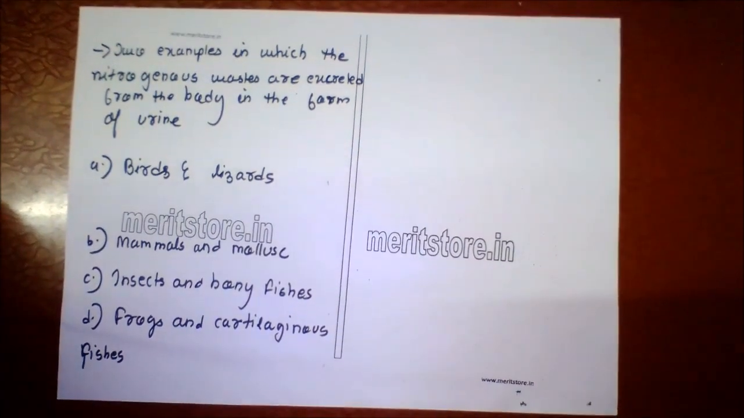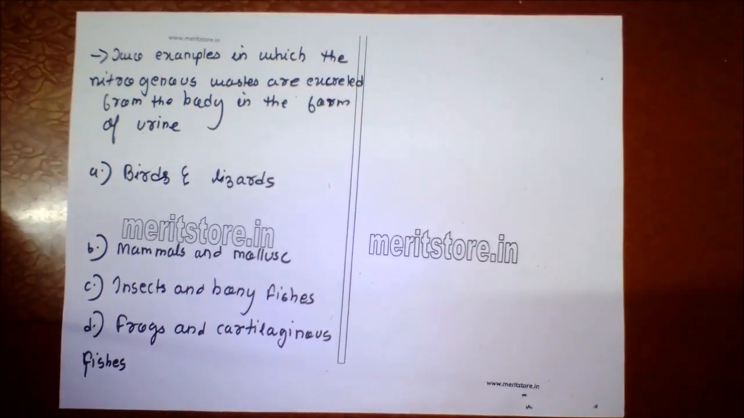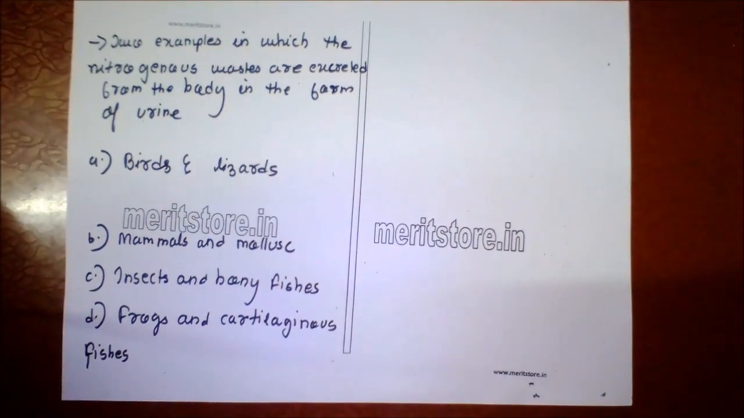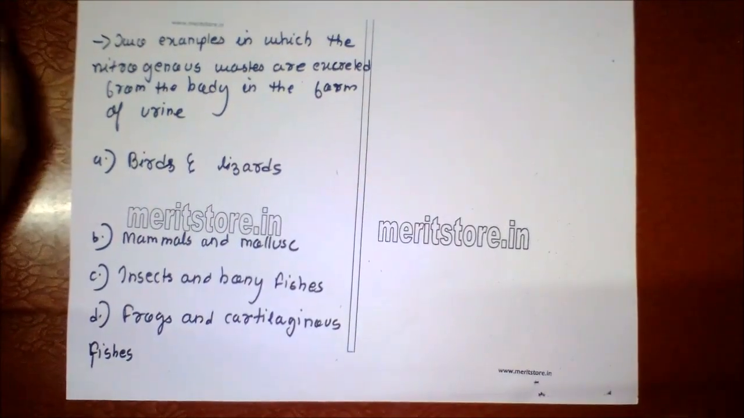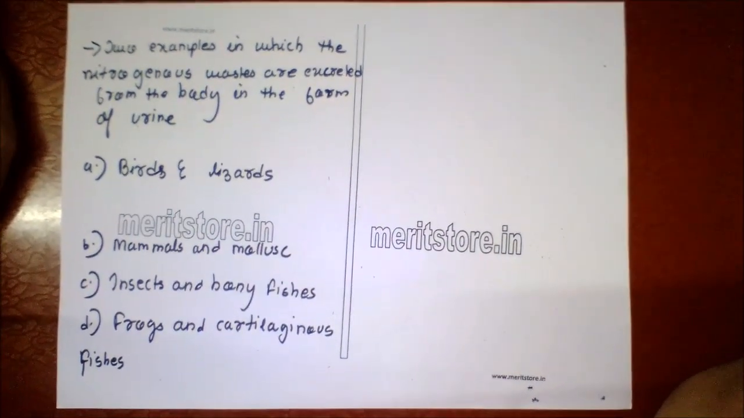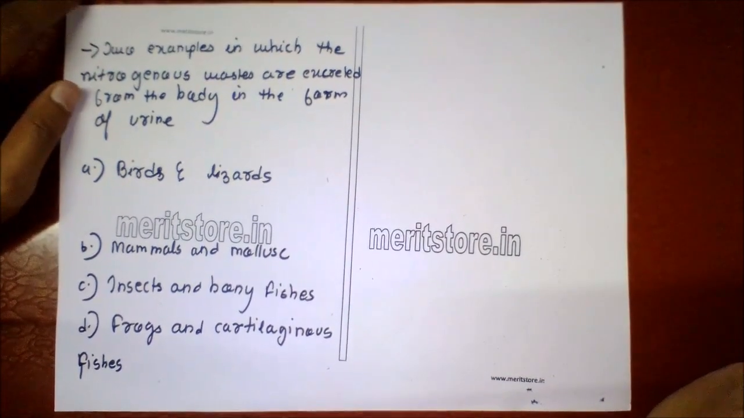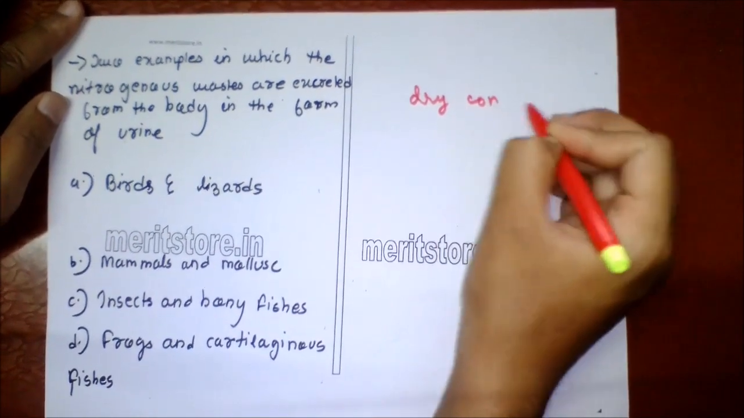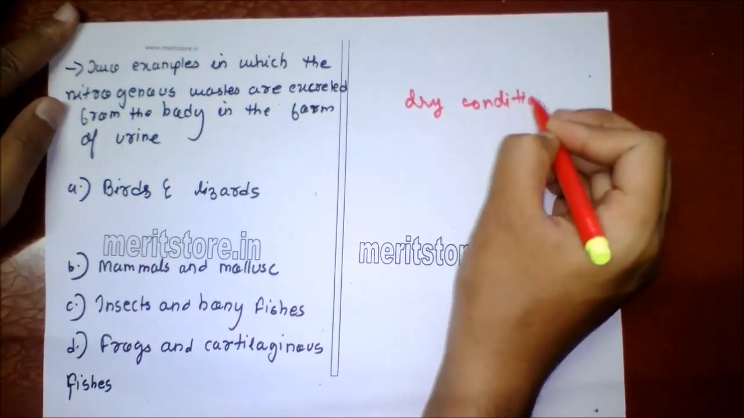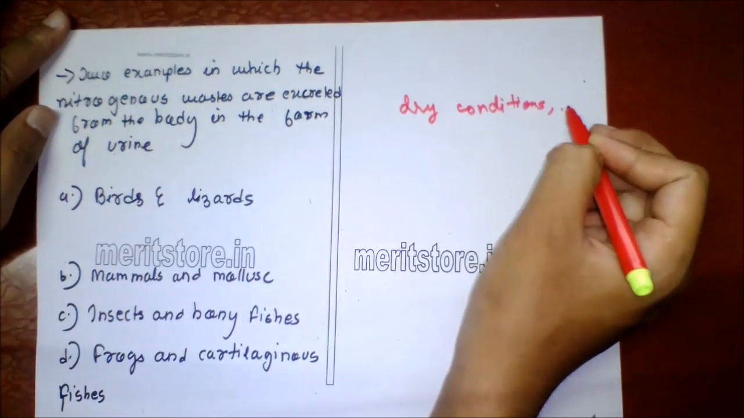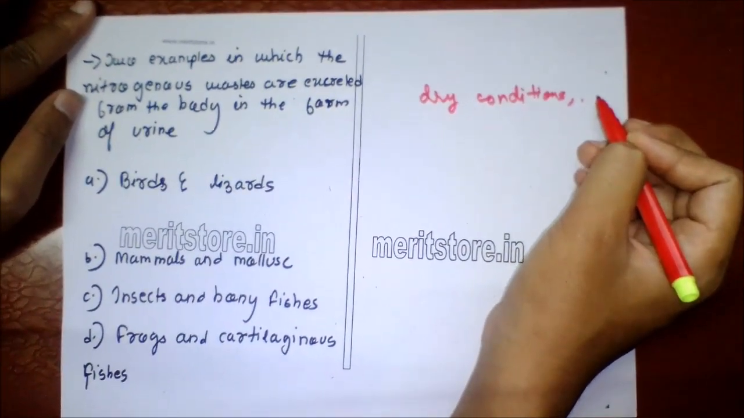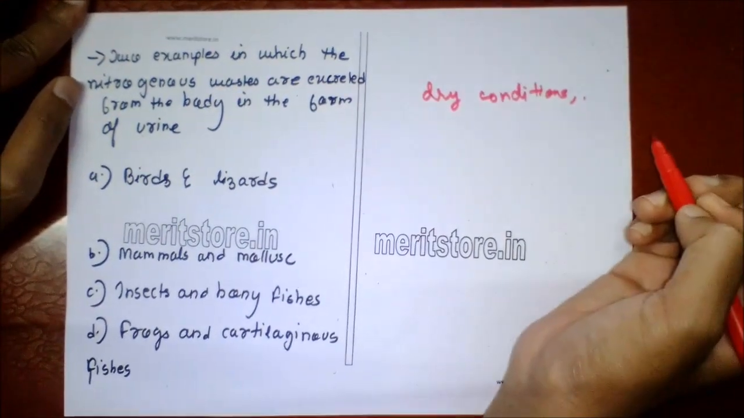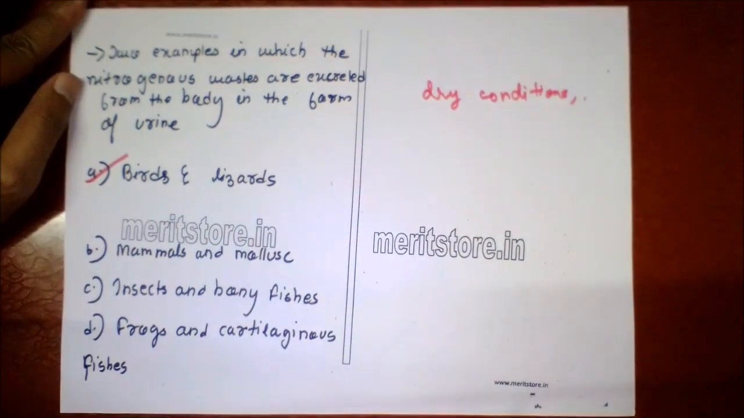Two examples in which the nitrogenous waste is excreted from the body in the form of urine: A. Birds and lizards, B. Mammals and mollusks, C. Insects and bony fishes, D. Frogs and cartilaginous fishes. Animals like birds and lizards which live in dry conditions, these are known as xerophytic animals, have to conserve water for their survival. So they secrete nitrogenous waste in the form of uric acid, as the excretion of uric acid requires a minimum amount of water. So option A is the correct answer.